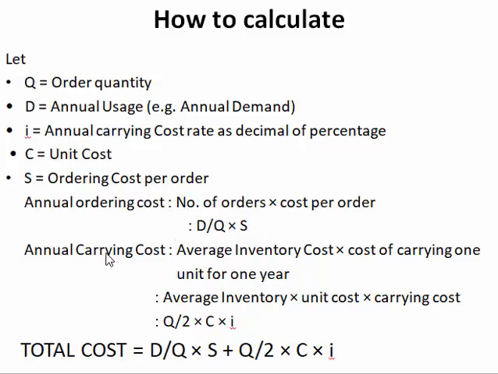Next is annual carrying cost. Annual carrying cost is equal to average inventory multiplied by the cost of carrying one unit for one year. What is average inventory? Average inventory is Q, the order quantity, divided by 2. The cost of carrying one unit for one year is C, the unit cost, times I, the annual carrying cost rate as a decimal fraction, that is CI. So Q by 2 multiplied by C multiplied by I gives the annual carrying cost, and the total cost is the sum of these two costs, the annual ordering cost and the annual carrying cost. So this comes out to be D by Q into S plus Q by 2 into C into I.